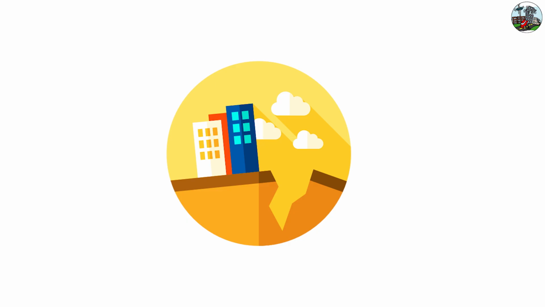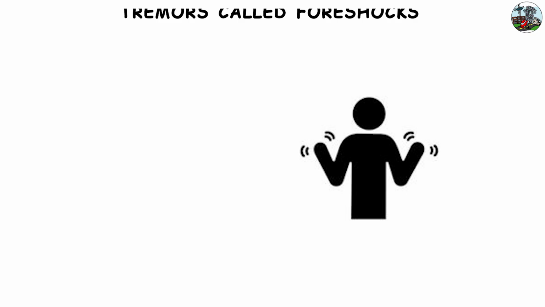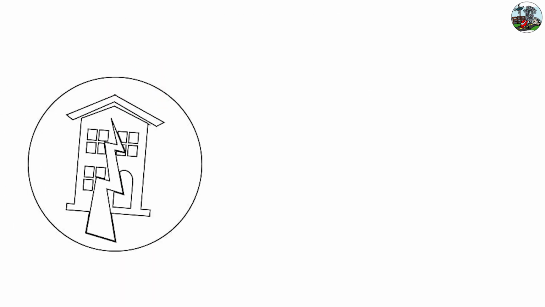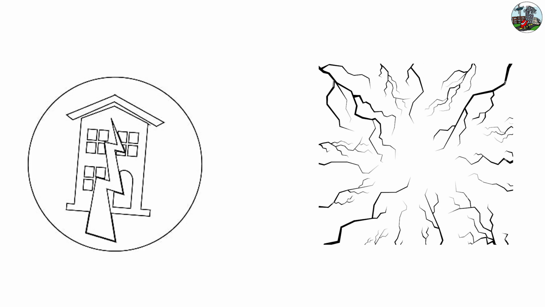The closer you are to the epicenter, the stronger the shaking usually feels. Earthquakes can last just a few seconds or continue in pulses for minutes. Often, smaller tremors called foreshocks may occur before the main quake, and aftershocks can continue for days, weeks, or even months as the crust adjusts to the new stress distribution.